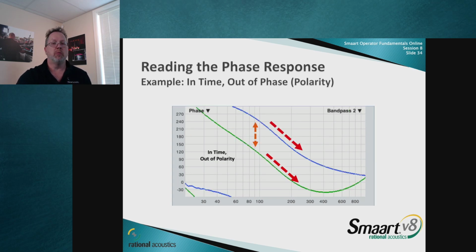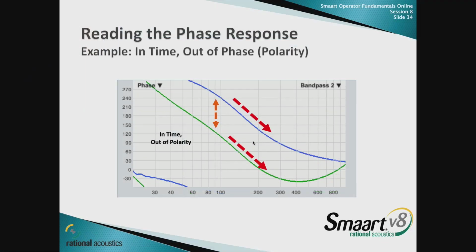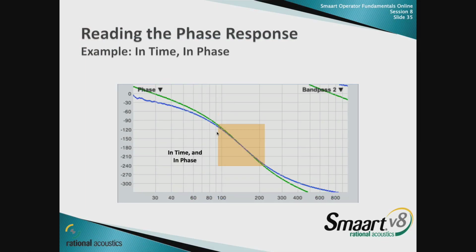In this situation, we've got the same slope at the same frequency. So these systems are in time. Same slope at same frequency means same timing. However, they're 180 apart from each other in phase. We're going to take a look at this later, but this is an indication that they're in time but out of polarity.